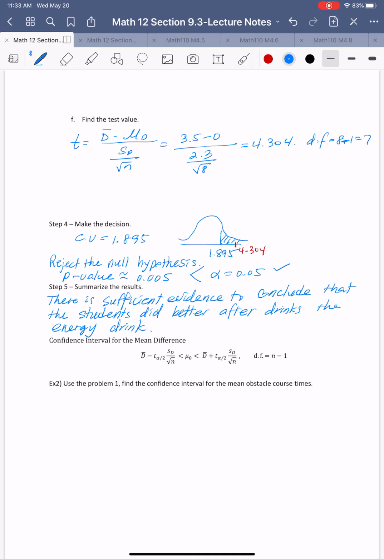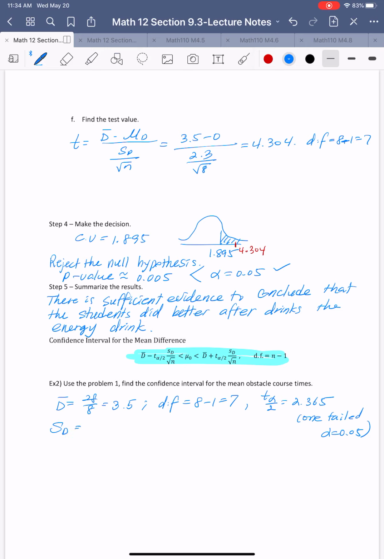All right, now example 2, we are using the confidence intervals to see what it is, okay? So the confidence intervals use those formulas. The problem we just had, d bar was 28 over 8, which is 3.5. And the degree of freedom, n minus 1, equals 7. And then find t sub alpha over 2, which is 2.365 from the one tail, where alpha was 0.05. And then s sub d was 2.33, and n equals 8. Now plug it in.